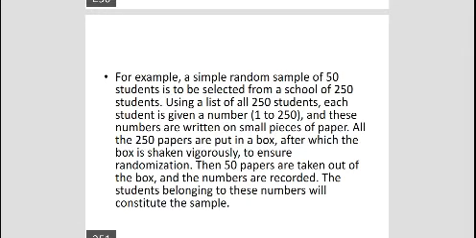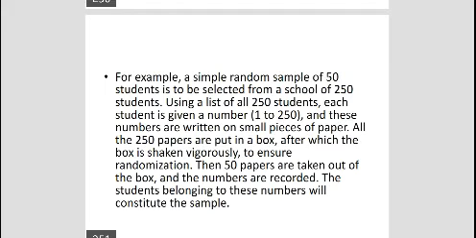For example, when I say lottery method, a simple random sample of 50 students is to be selected from a school of 250 students. Using a list of all 250 students, each student is given a number, 1 to 250, and these numbers are written on small pieces of paper. All the 250 papers are put into a box, after which the box is shaken vigorously to ensure randomization. Then 50 papers are taken out of the box and the numbers are recorded. The students belonging to these numbers will constitute the sample.